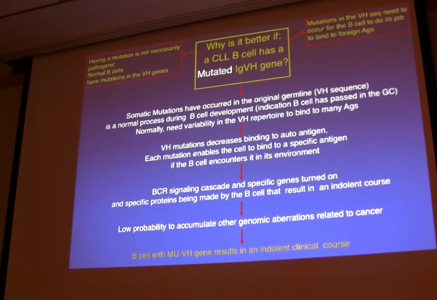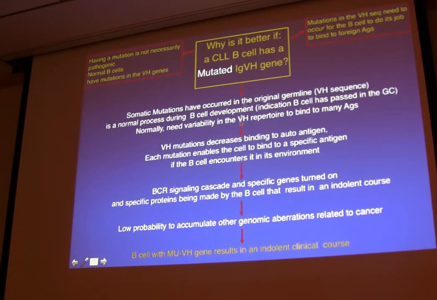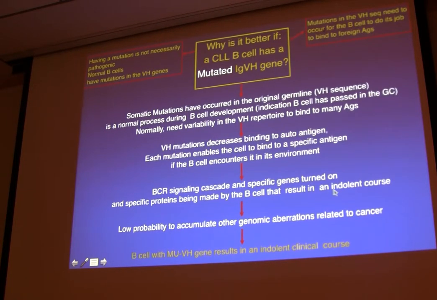So that's good. And each mutation can enable the cell to bind these other antigens in a different way. And of course, depending on what antigen you're binding, the B cell receptor signaling cascade inside the cells, like I showed you in the little diagram, is going to turn on different genes in this one than in the unmutated people. And this can result, because of which proteins are turned on and off, in a more indolent disease.